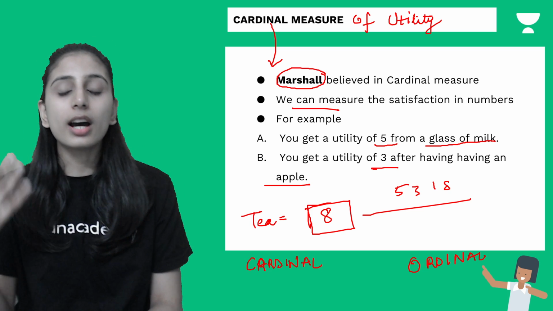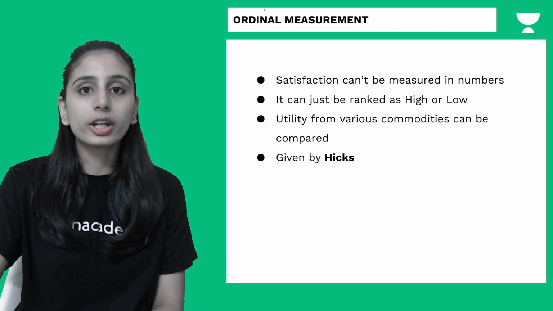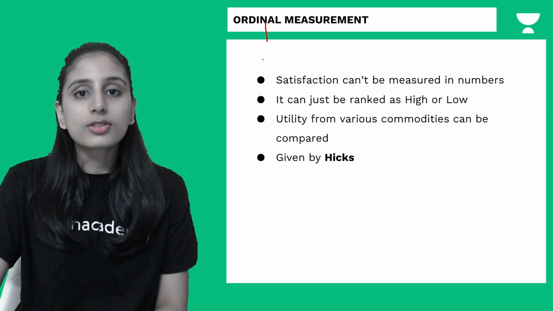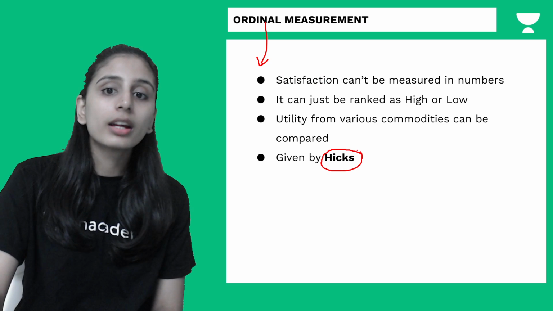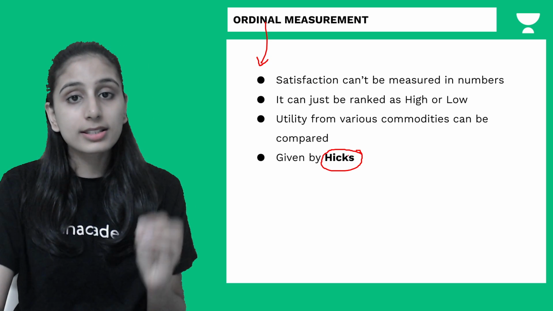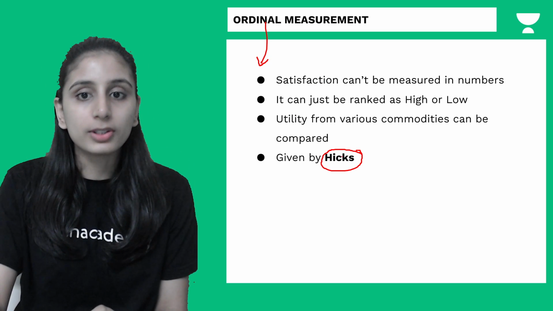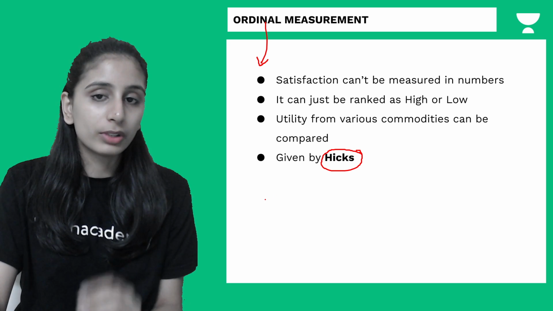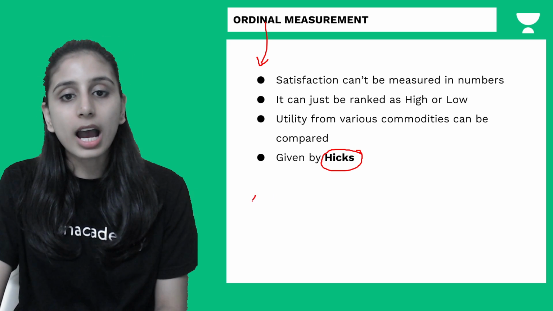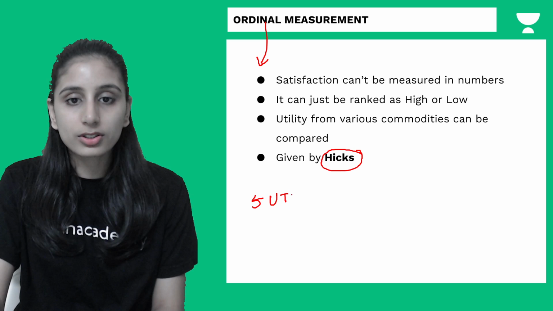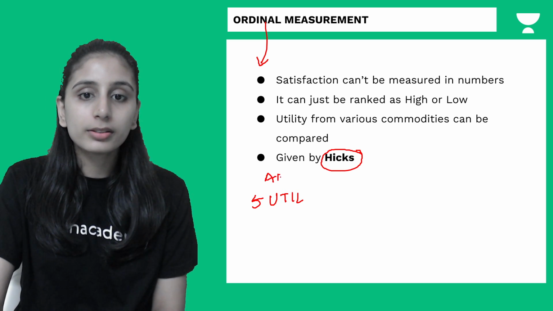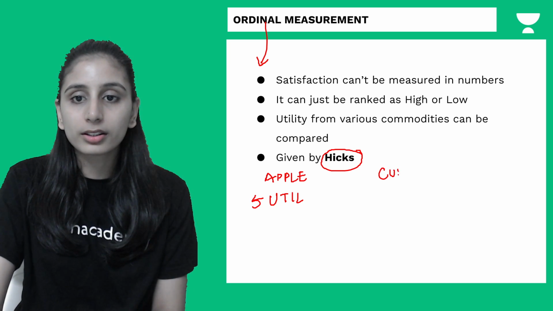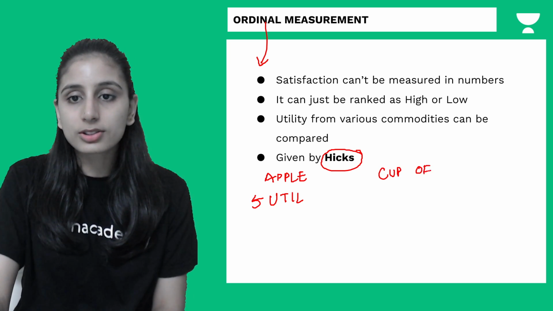Now we'll see another approach, which is ordinal measurement. So, ordinal measurement was given by Hicks. He believed that we cannot measure satisfaction in absolute numbers, like we saw in the previous case. Now, I got 5 utils of satisfaction from apple. Okay, this is apple. Let's take a cup of tea here. It would be easier for us to understand through example.